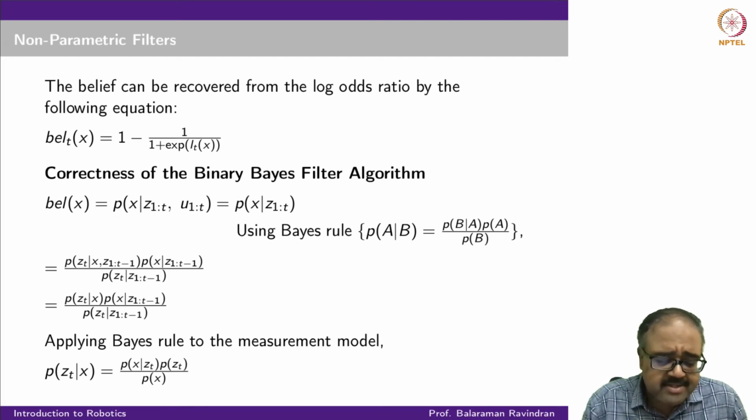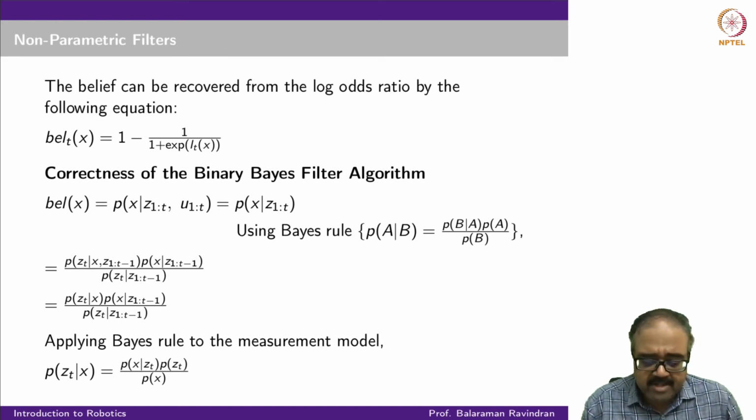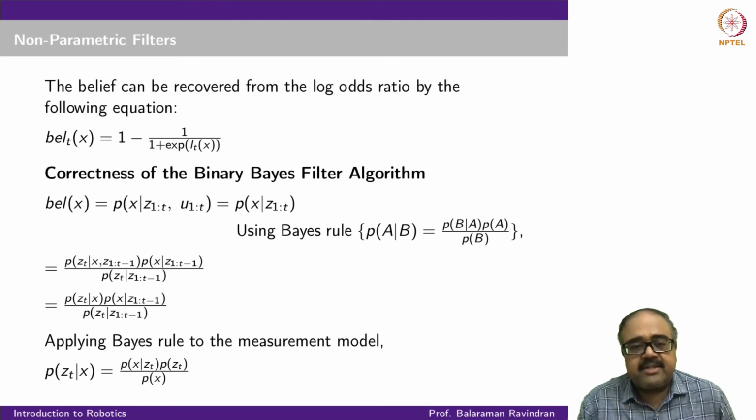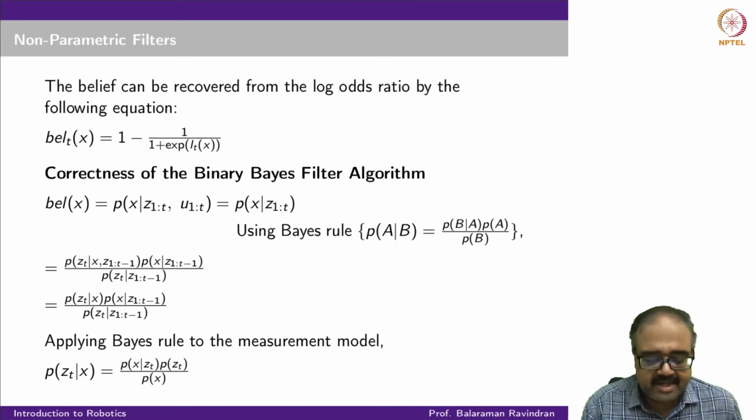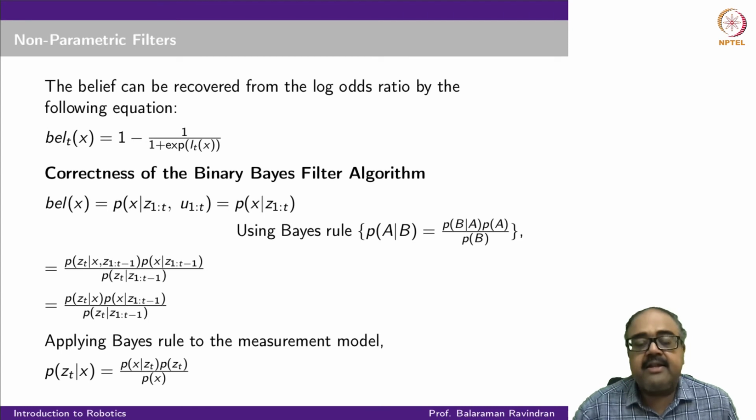Now let me try and simplify the measurement model also. I can apply the Bayes rule again to the measurement model, the probability of zt given x, and that gives me my inverse model, which is the probability of x given zt, times the probability of zt, which is the unconditioned probability of making that measurement zt, divided by the probability of x, which is my prior probability before I have made any measurements. You remember we already saw that in our Bayes filter algorithm. So this is where it gets introduced here.